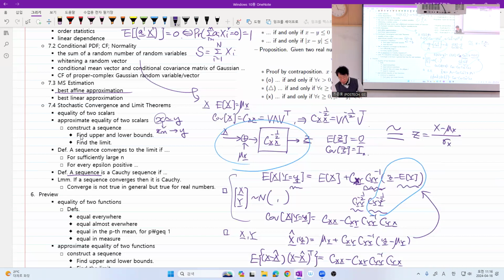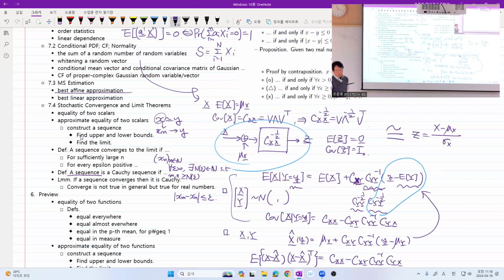So the definition is like this. A sequence x_n is a Cauchy sequence when for every epsilon positive, there exists N of epsilon, of course an integer, such that if m and n are both greater than or equal to N of epsilon, then what? |x_m minus x_n| is less than or equal to epsilon.